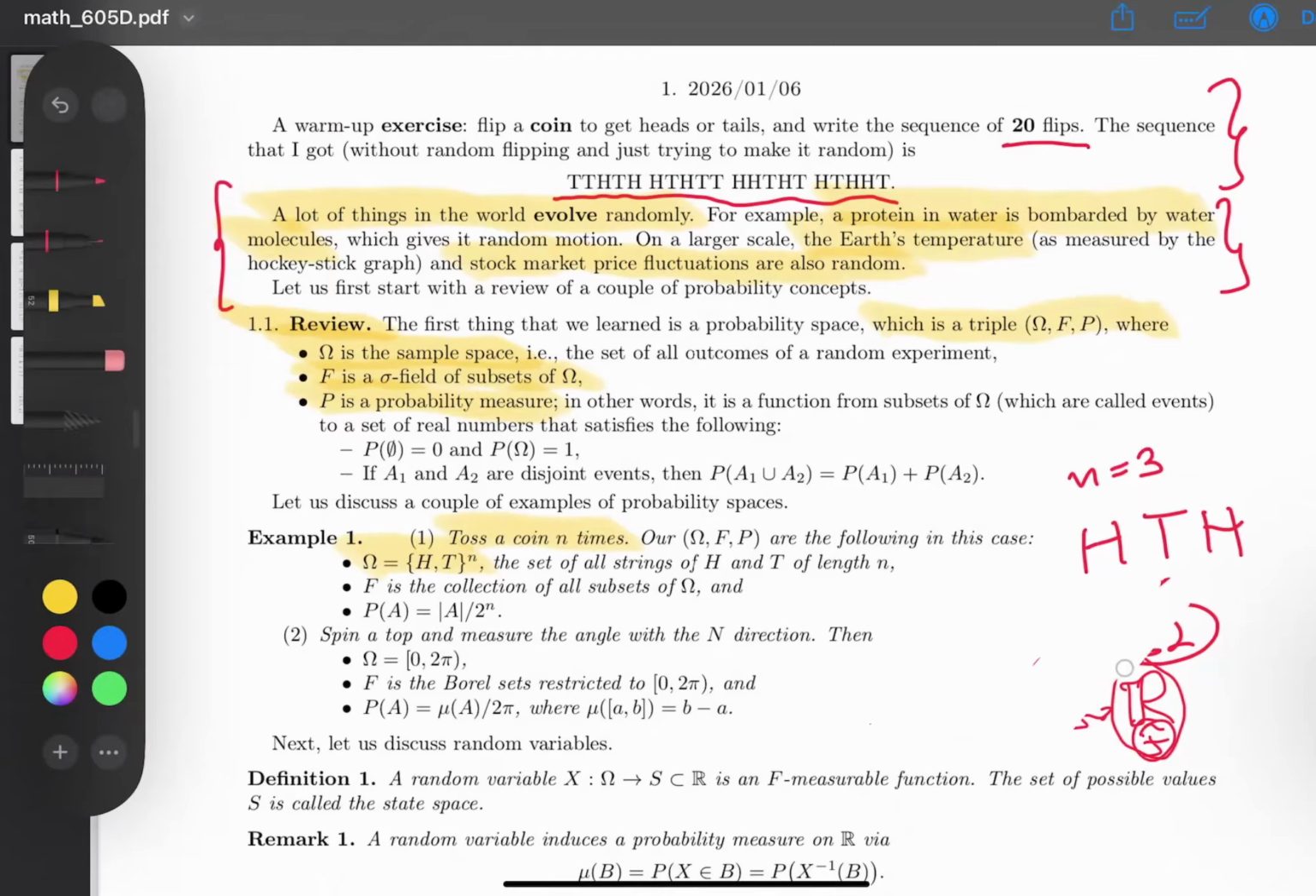Again, this is not my field of study. Don't judge too much because I do more algebra and geometry. And probability is not my strong suit, but I'm trying to learn it.